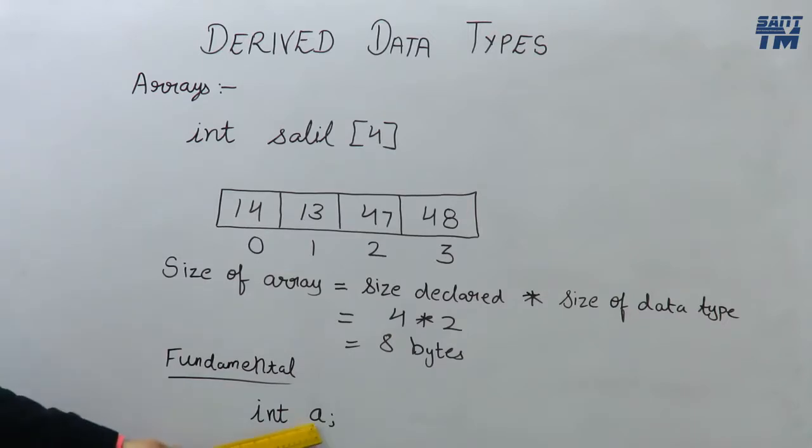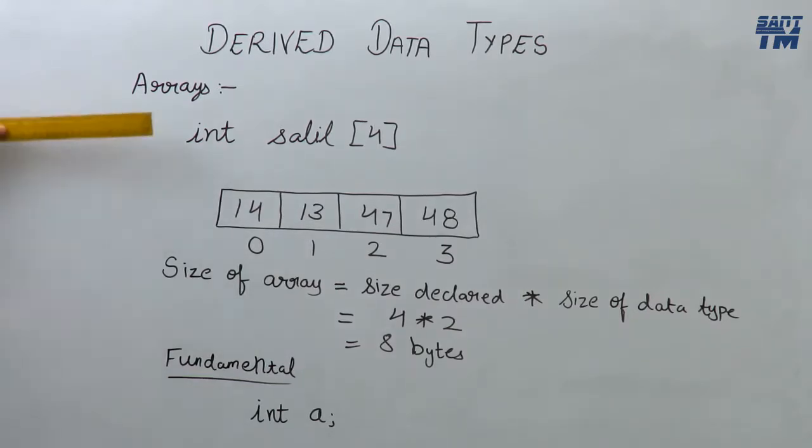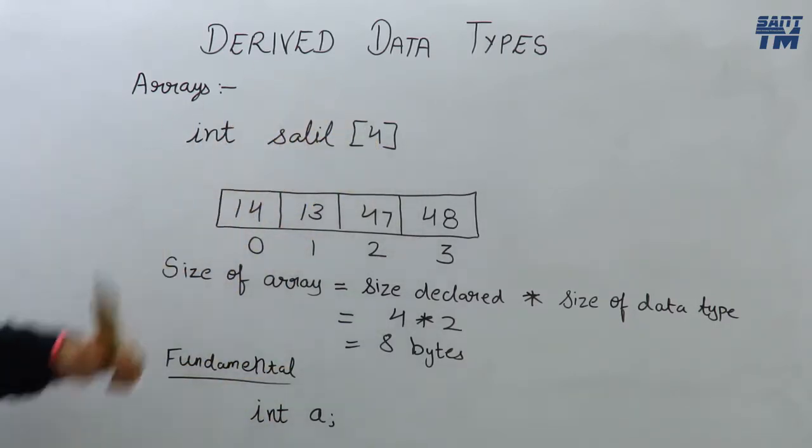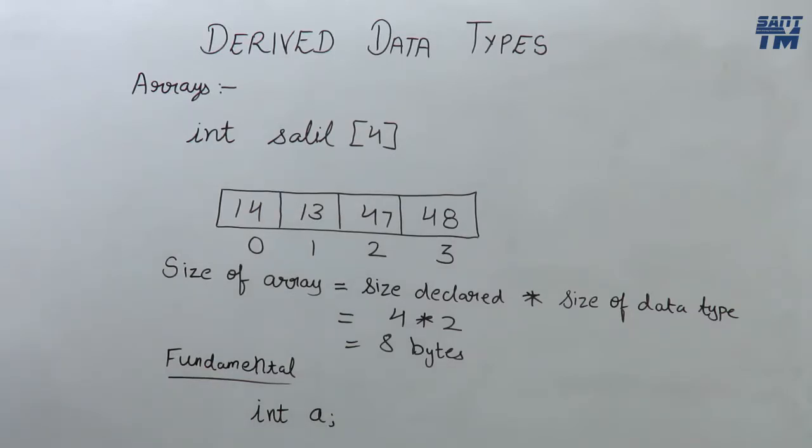Here a can hold only one value. You can give any value to a, suppose a is equal to 4 or a is equal to 7, but at a time it will remember only one value. But in case of arrays, whatever size you write here, that number of elements you can store in an array simultaneously.